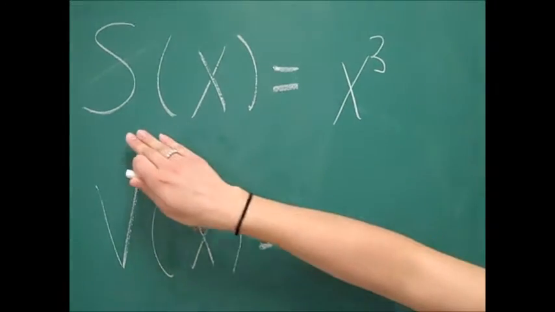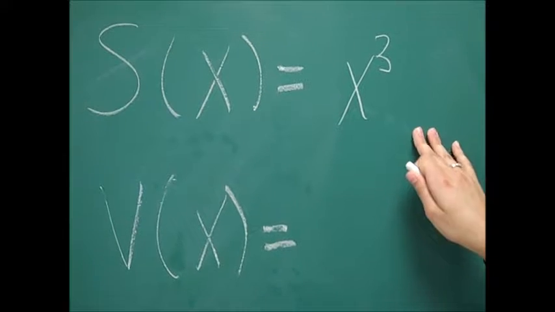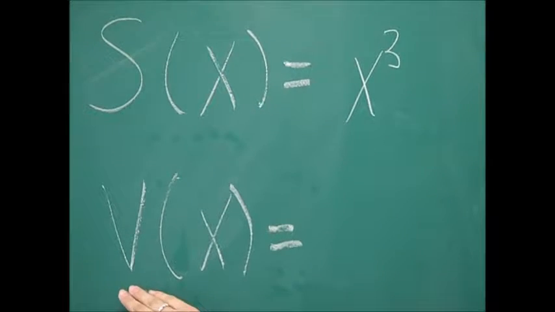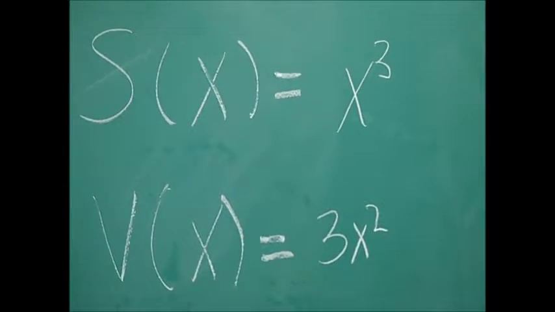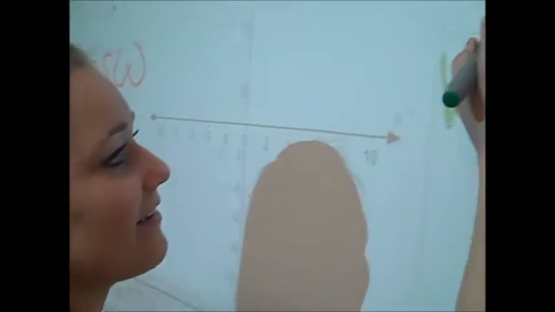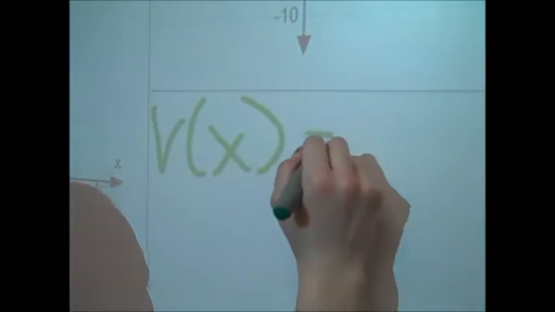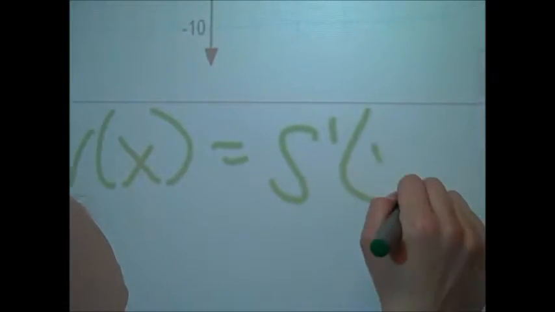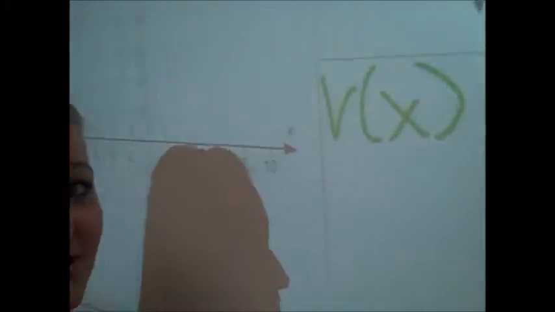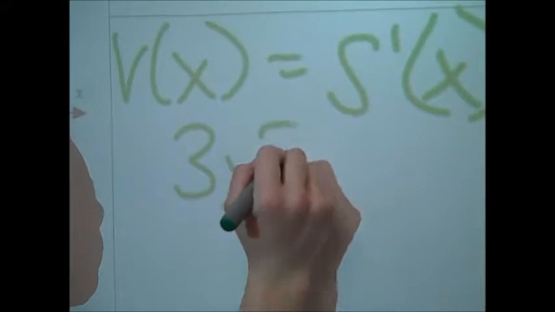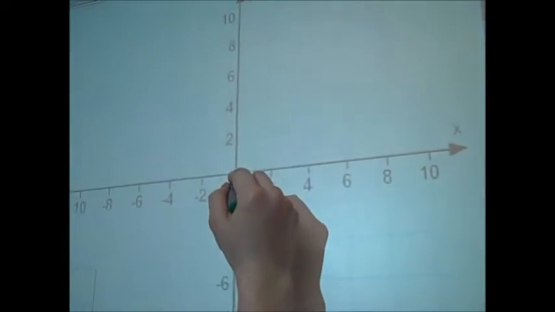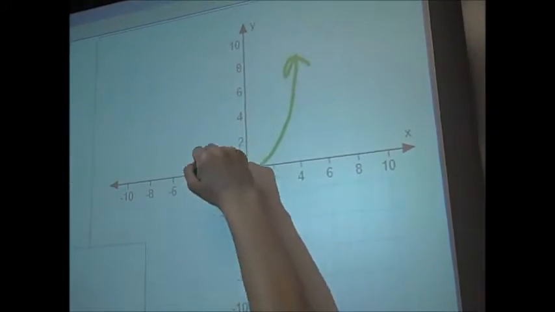With your position being s of x equaling x cubed, your velocity graph will be v of x equals 3x squared. For the velocity function, v of x equals the derivative of your s function. So now we're just going to take the derivative of that x cubed to get 3x squared. And that graph will look like this.